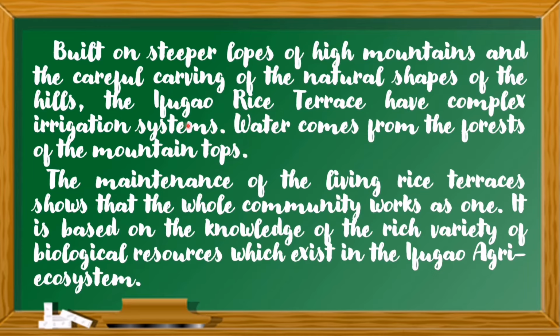The Ifugao rice terraces have a complex irrigation system. Water comes from the forest of the mountain tops. The maintenance of the living rice terraces shows that the whole community works as one. It is based on the knowledge of the rich variety of biological resources which exist in the Ifugao agro-ecosystem.